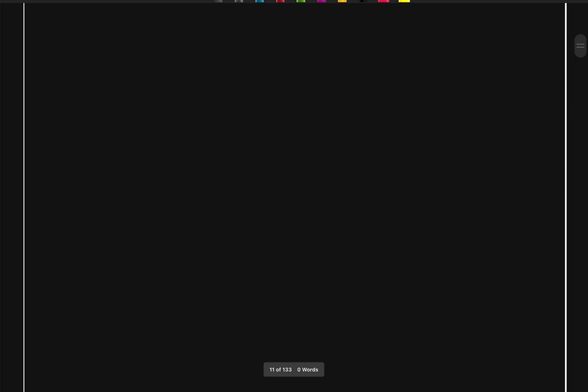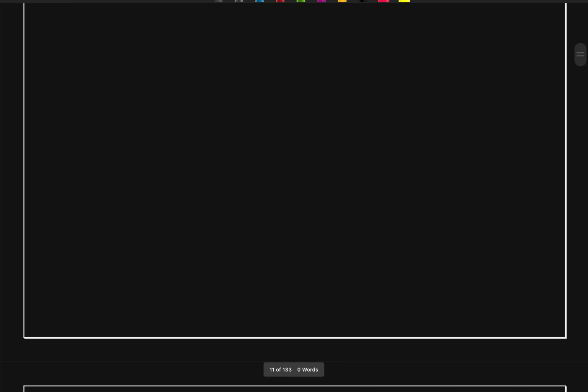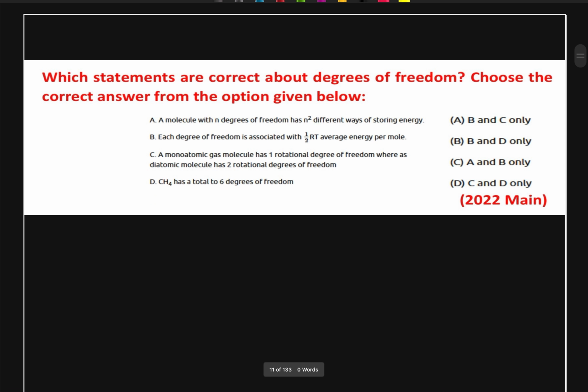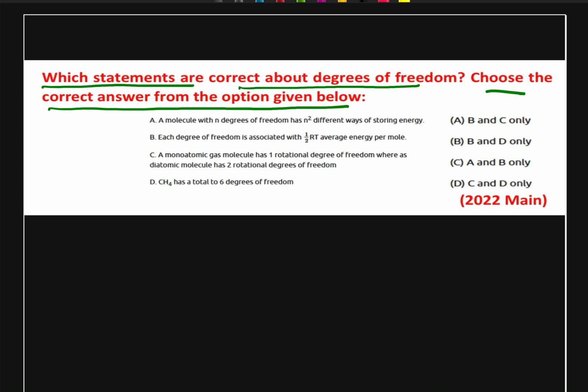Next question. It states: which of these statements are correct about degrees of freedom? Choose the correct answer from the options given below. The first option is: a molecule with n degrees of freedom has n raised to power 2, or we can say n square, different ways of storing energy.